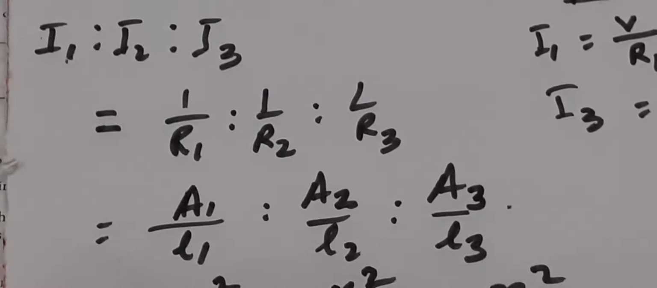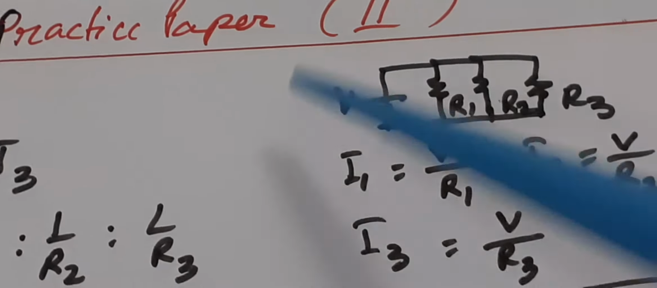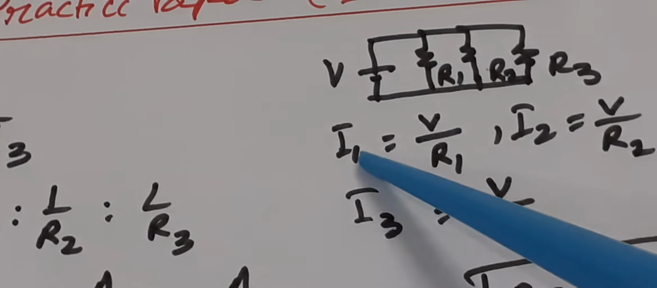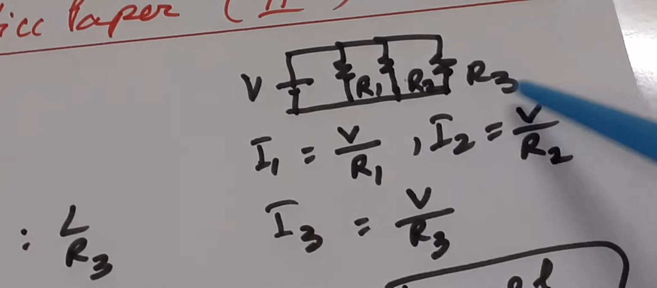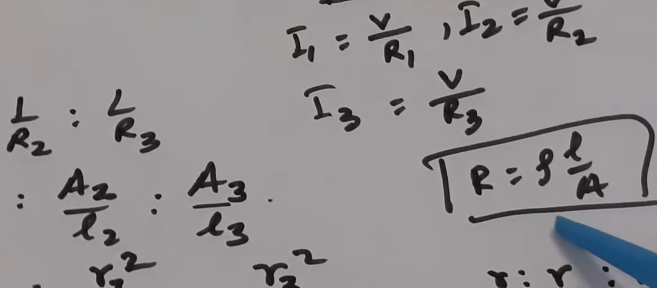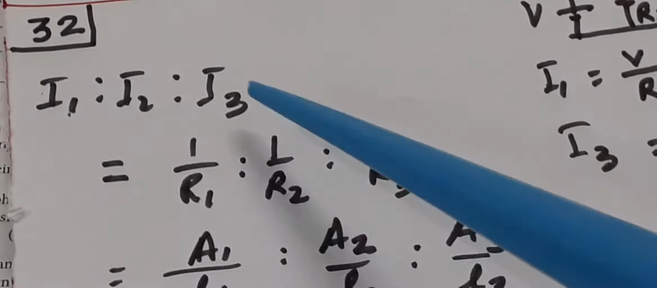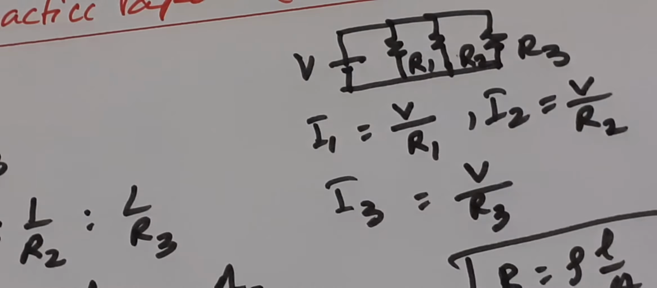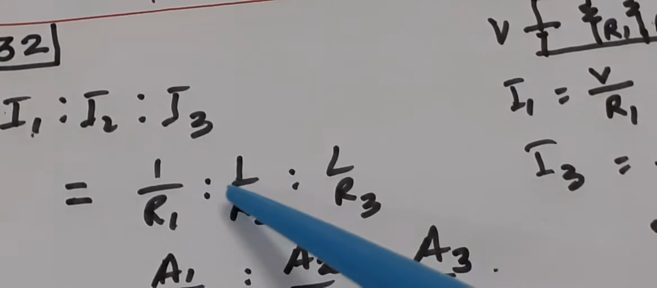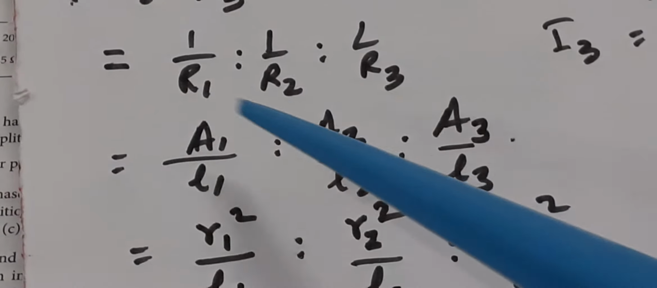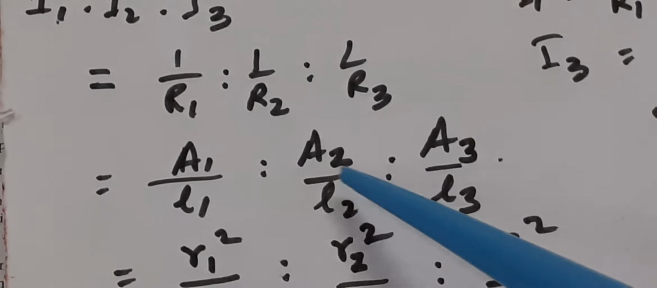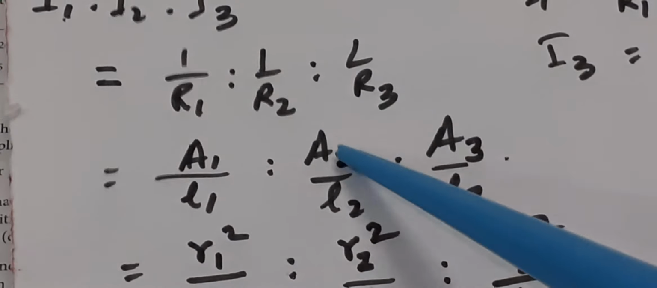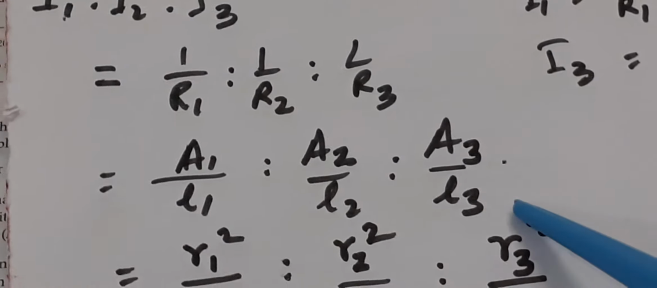You can do it in this way. Say 3 resistances are in parallel, V is the supply, the same potential for all, so I1 will be V by R1, I2 will be V by R2 and so on. Now resistance means rho L by A, that is also known to you. We are interested in I1 : I2 : I3, so V is the same for all, so it becomes 1 by R1 : 1 by R2 : 1 by R3. Now R1 means rho L1 by A1, so A1 will come in the numerator. Same thing here: A1 by L1, A2 by L2, A3 by L3.